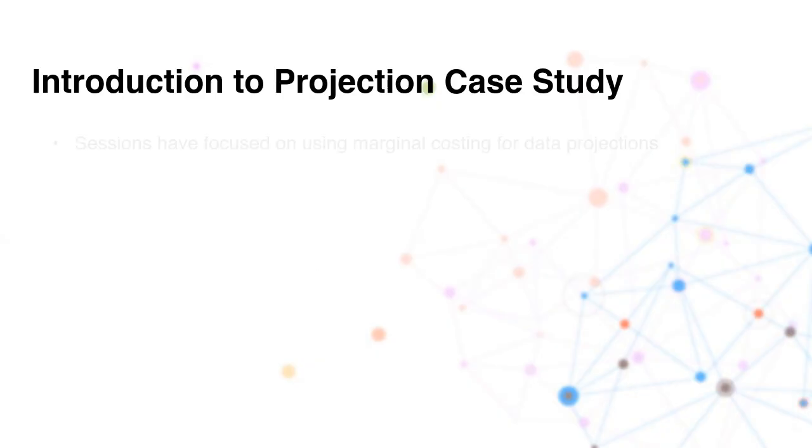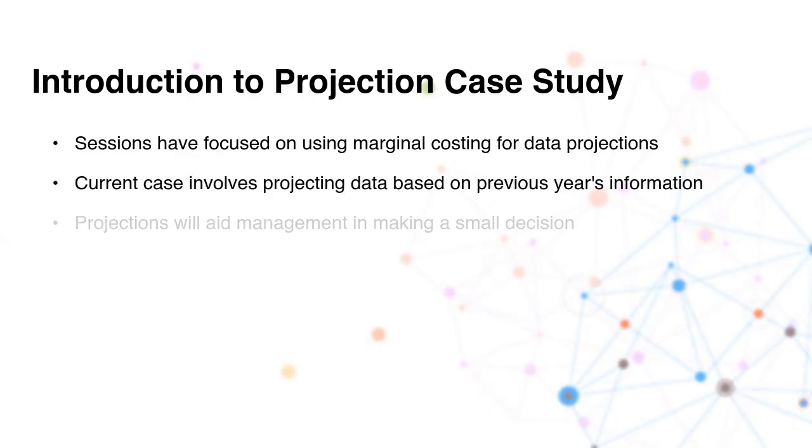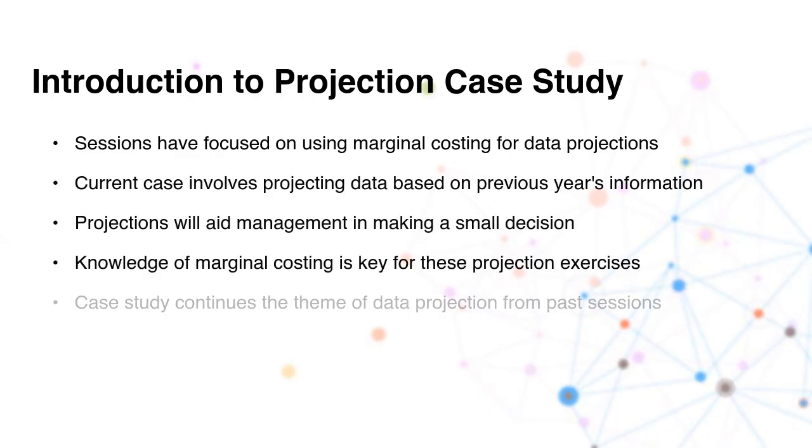In this case study, we explore the application of marginal costing for data projections in the cement industry. The focus is on using the previous year's information to project data for the upcoming year, assisting management in making informed decisions. This exercise builds upon the theme of data projection from past sessions, emphasizing the importance of marginal costing knowledge.